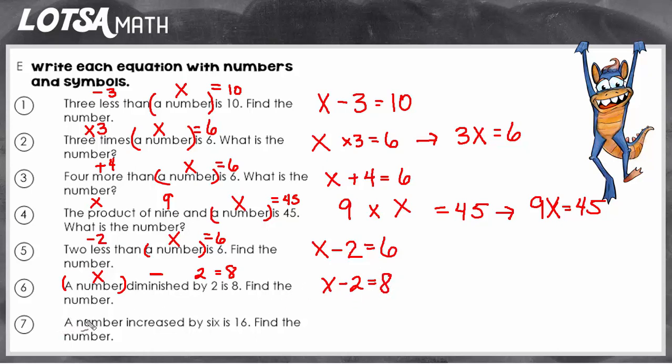And the last one we have, a number increased by 6 is 16. So the number is going to be your variable, and that number is going to be increased by 6. So increased means added. So we're going to add 6 to that number, and it's going to equal 16. So we just have to write it as an equation. X plus 6 equals 16.